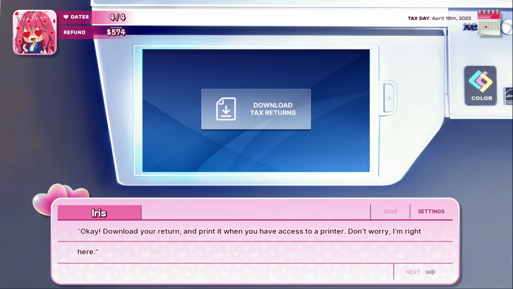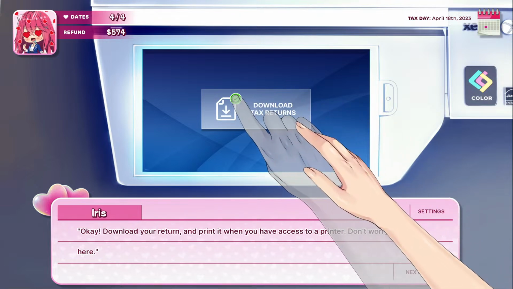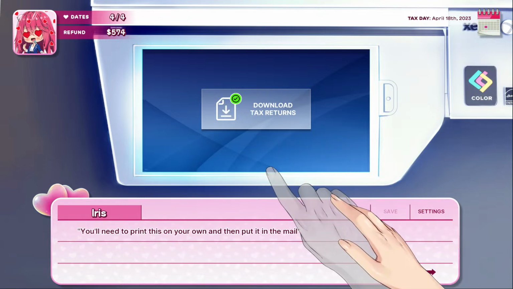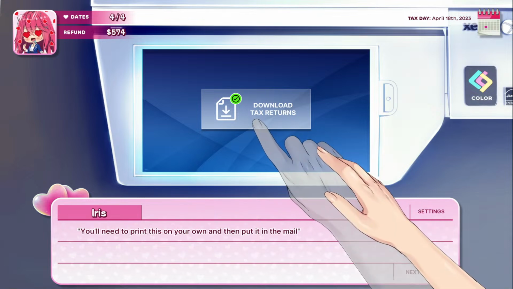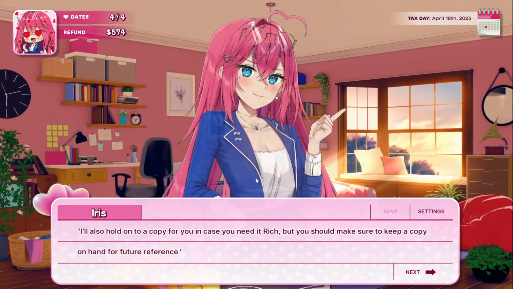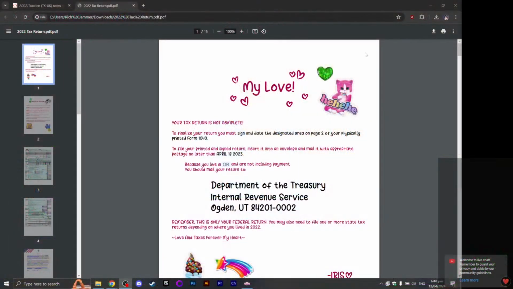Well, okay, actually, I can download the tax return. You need to print this on your own and then put it in the mail. Okay. Wait, I didn't even do this. Whatever. Okay, wait. Let's actually look at the thing that we printed out, that we got from the thing. Just a sec. Let me show it. Okay, here's the tax return that we got.